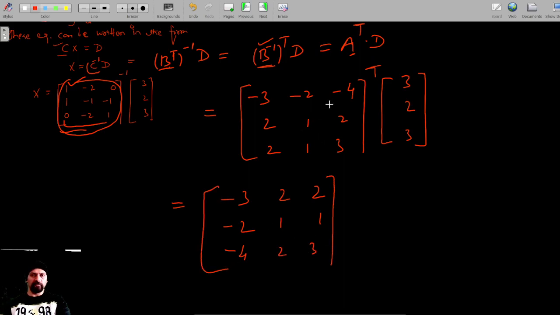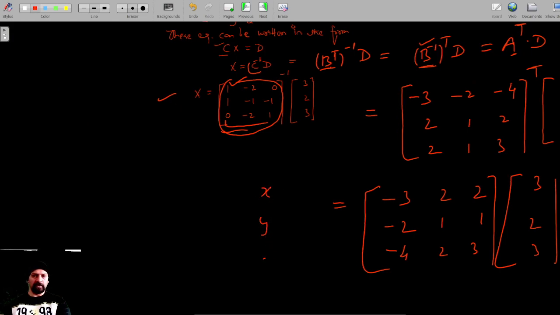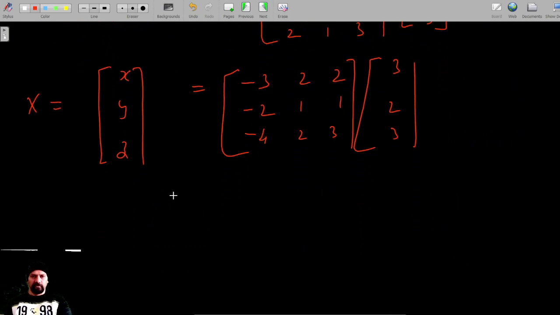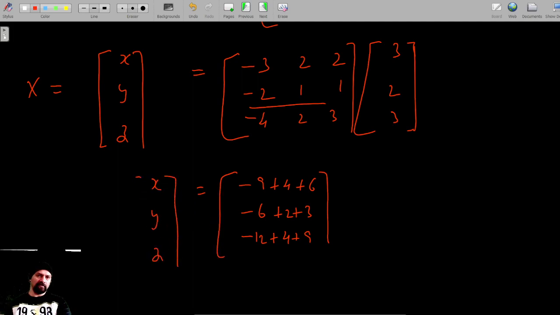So this is now the transpose of A. We have to multiply it with 3, 2, 3, and that will give me X. X is X, Y, and Z. So this is X. Okay. So let's multiply this, and this is -3 into -3 is -9, 2 into 2 is 4, plus 6. Next one, plus column. So -2 into 3 is -6 plus 2 plus 3, and it's -12 plus 4 plus 9. And this is X, Y, and Z.